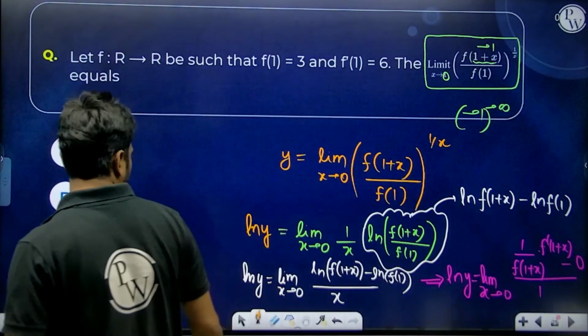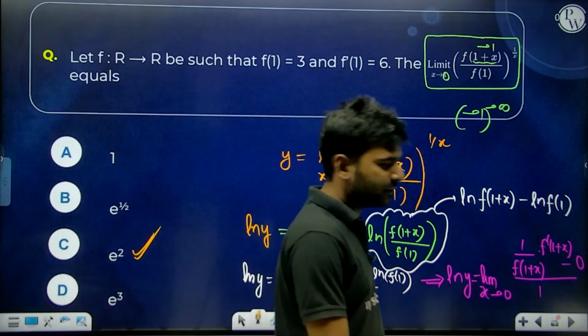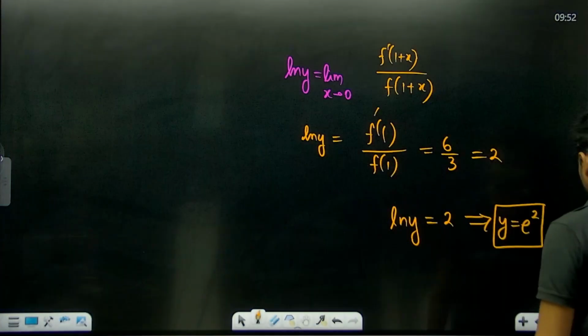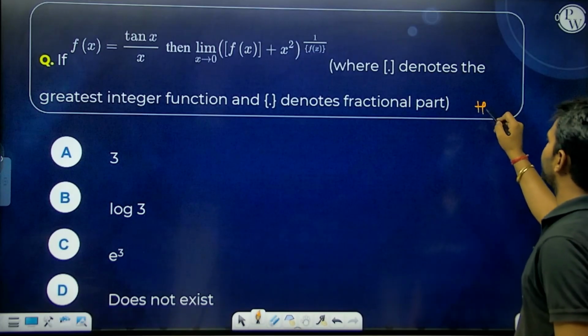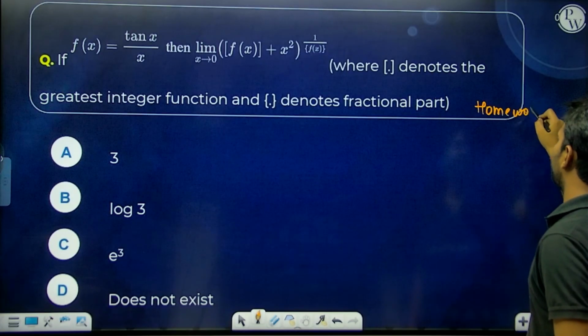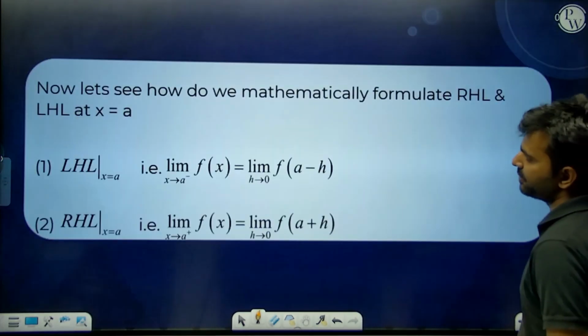Have a look at this problem once again. A very good problem. I hope you are clear with this problem. Okay, let's talk about this particular thing. I'm giving you this particular question as homework. You are going to attempt it because these are some amazing problems that I have clubbed for you.